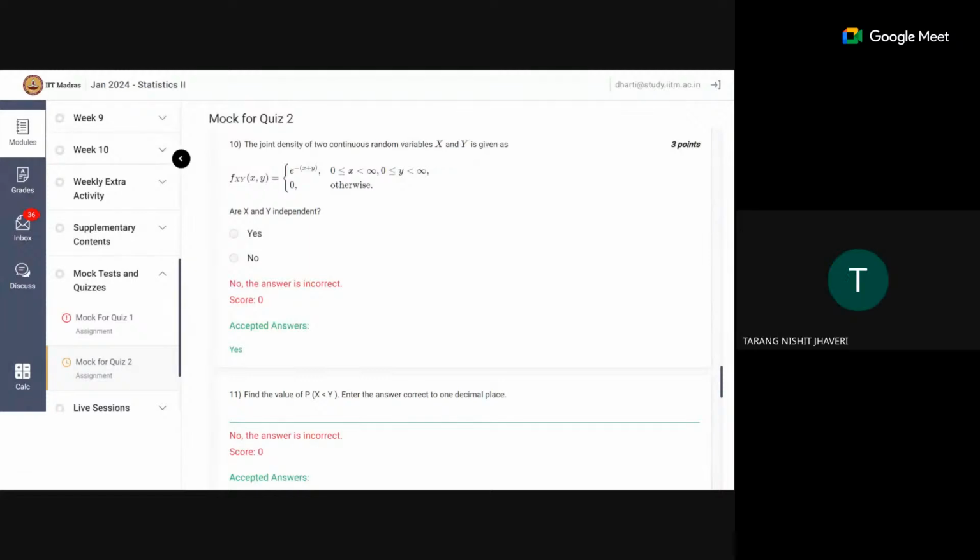Ma'am, in the integral, the limit will be from 0 to y, right? Just check it. Will it be 0 to y? It depends on how you are taking your strips.